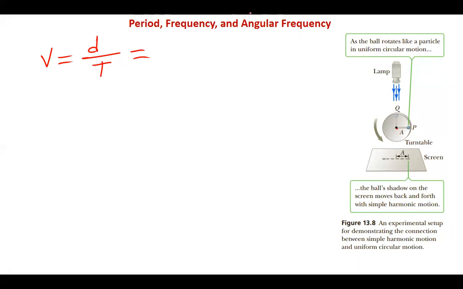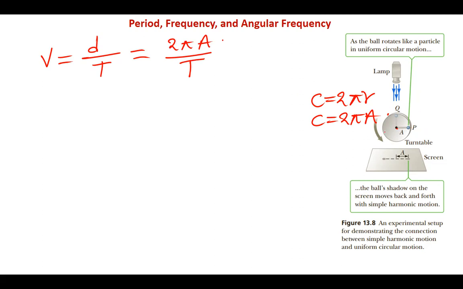So when it's moving around, we know the distance around the circle is given by the circumference, and the circumference of the circle is simply 2 pi r. And in this case, the value of r is simply equivalent to a. So this can be written as 2 pi a. So the distance on top there can be written as 2 pi a, and then over the time.